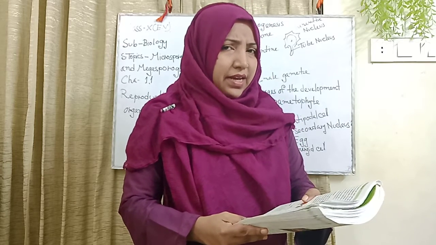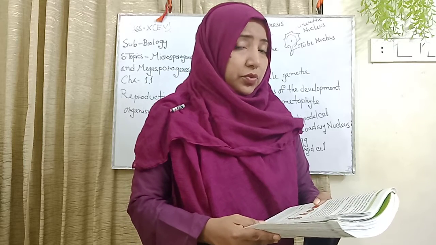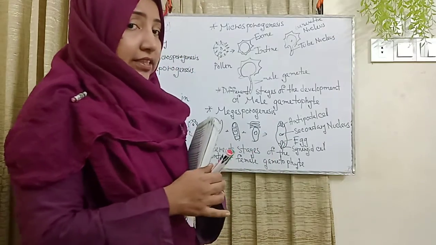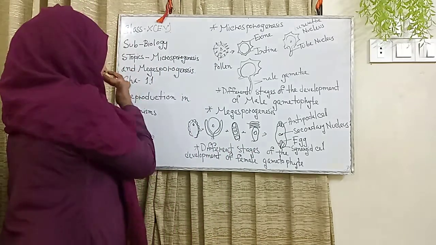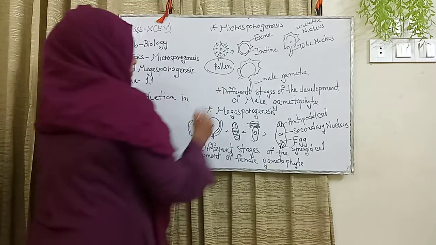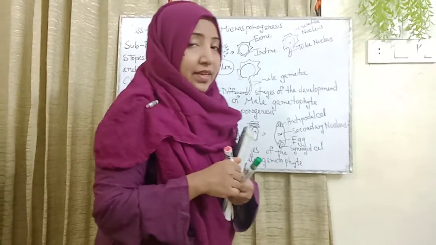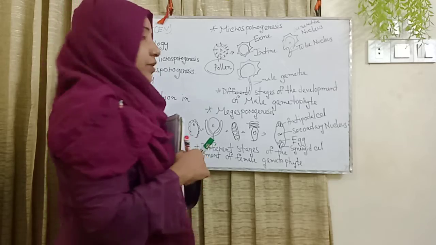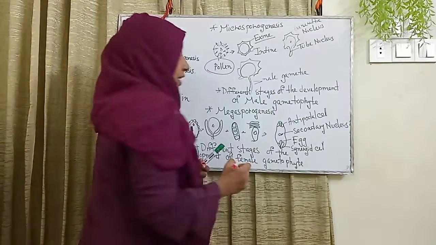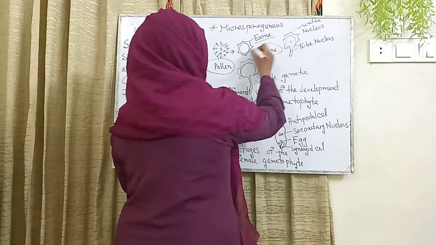Students, the main target is microsporogenesis. Basically, it produces 2 male gametes. Here I draw this structure. The first structure is the pollen. In the pollen there are basically 2 layers. The first is the outer layer, whose other name is the exine. The inner layer is the intine.